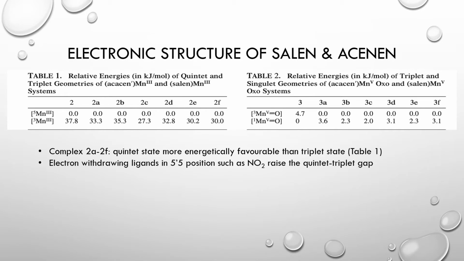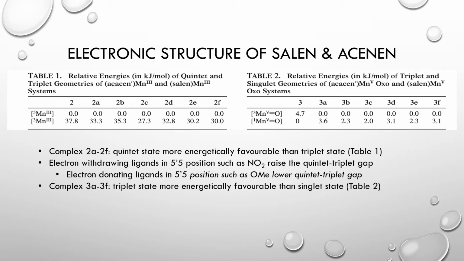As we can see from table 1, complex 2 shows the largest quintet-triplet splitting, and complexes 2a to 2f are energetically more favorable in the quintet state than they are in the triplet state. This is due to electron-withdrawing ligands in the 5-5 position, such as nitrogen dioxide, which raise the quintet-triplet gap, and alternatively, electron-donating ligands within the same position, such as a methyl ester, which lower the quintet-triplet gap.